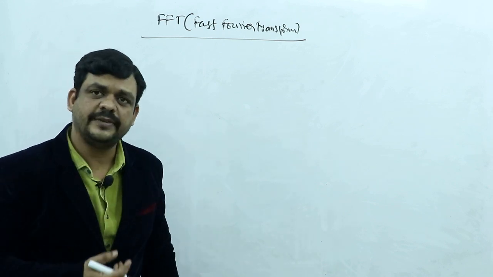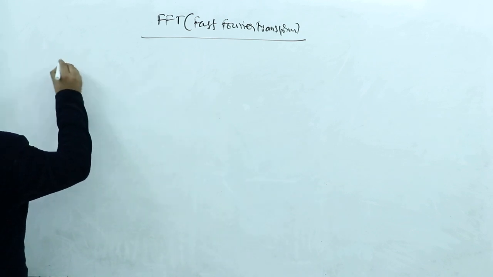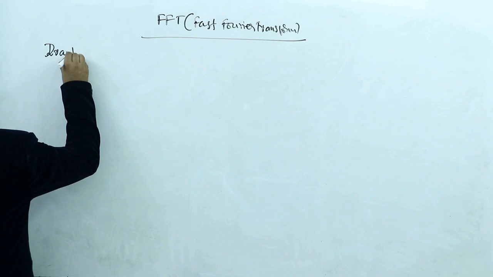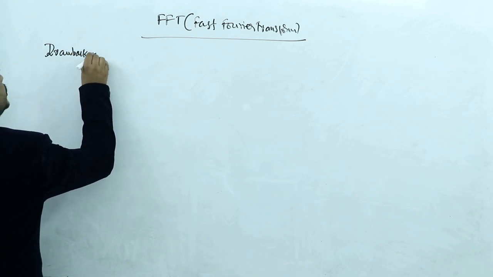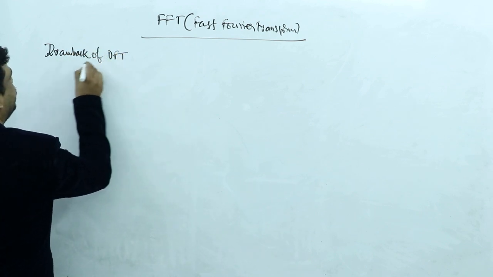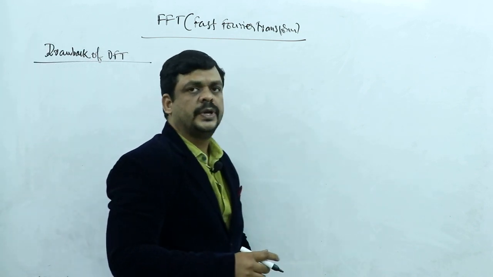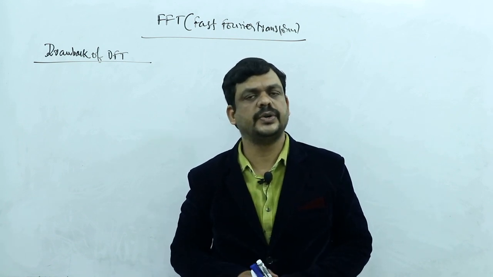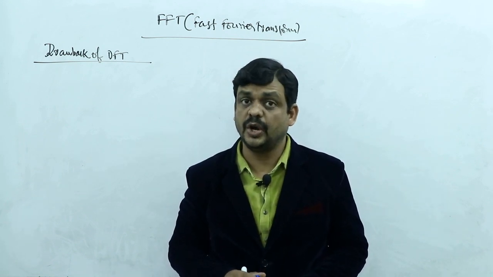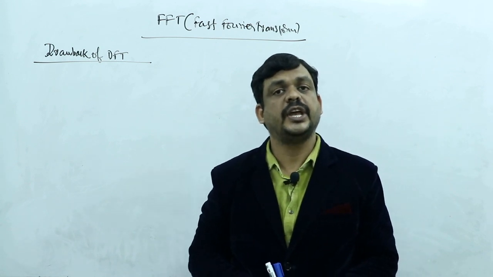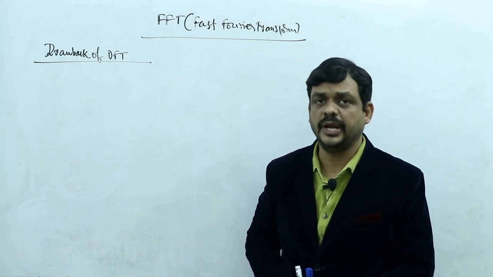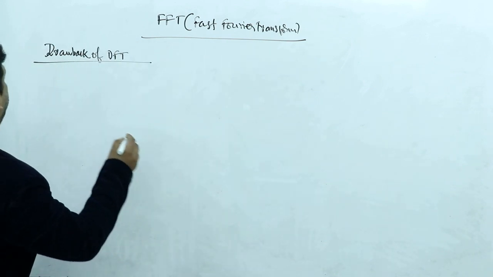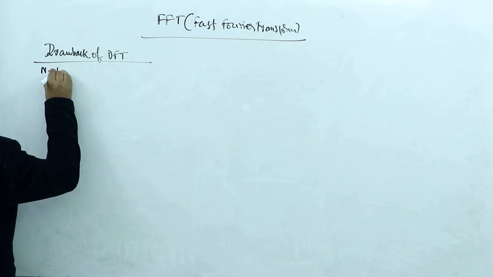So what is the importance of FFT? First of all, I want to write here the drawbacks, or we can call them limitations, of DFT, discrete Fourier transform. So discrete Fourier transform converts the time domain to the frequency domain. So the time domain function should be periodic and discrete, and the frequency domain function is also a periodic and discrete representation, right? So that's why generally we have to write always n-point DFT.